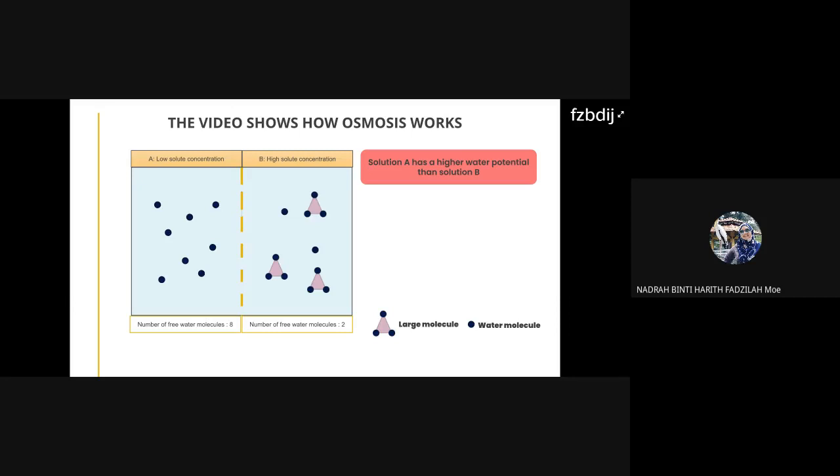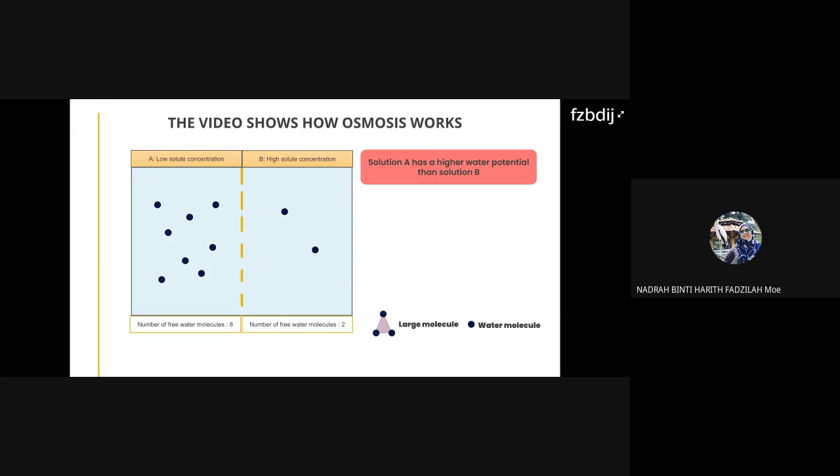Okay, meh kita padam large molecules. Cuba kita banding sekarang. Ada berapa free water molecules from solution A to solution B? Solution A ada 8 water molecules, whereas in solution B there are only 2 water molecules. So we know that from here there is a concentration gradient. Ada perbezaan kepekatan air when comparing solution A and solution B.